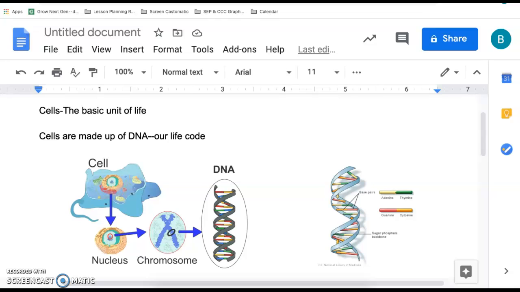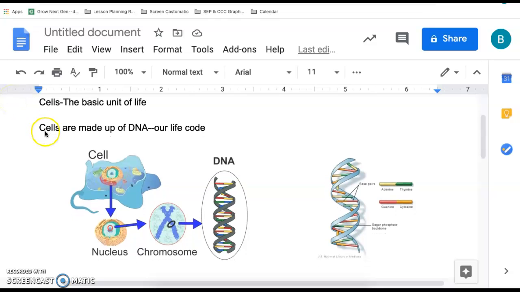So cells, we're going to be talking about, they're the basic unit of life. Every living thing is made up of cells. So when we did that characteristics of life worksheet, cells and made up of DNA were always checked when we were talking about living things. So they have to have those two things. If you think they don't have one or the other, then it's not alive. A living thing has to be made up of cells and has to be made up of DNA.